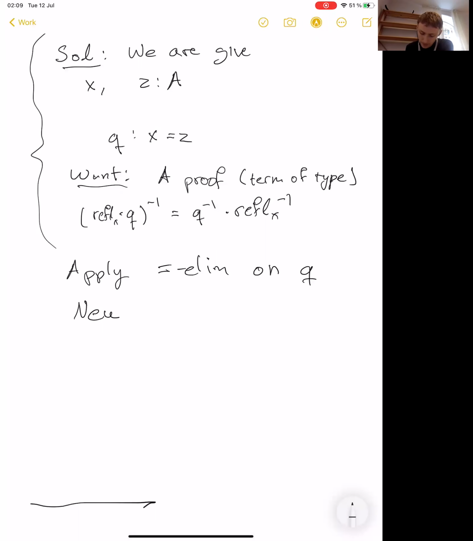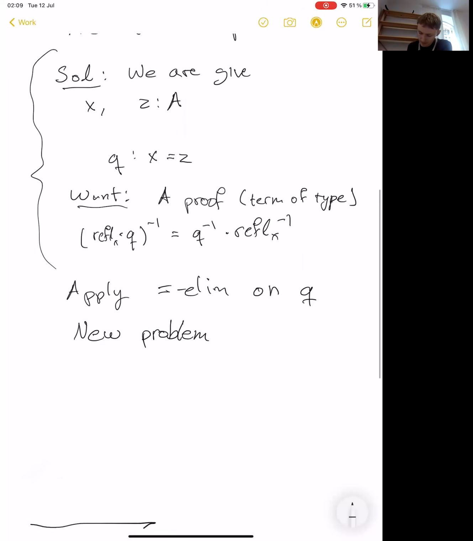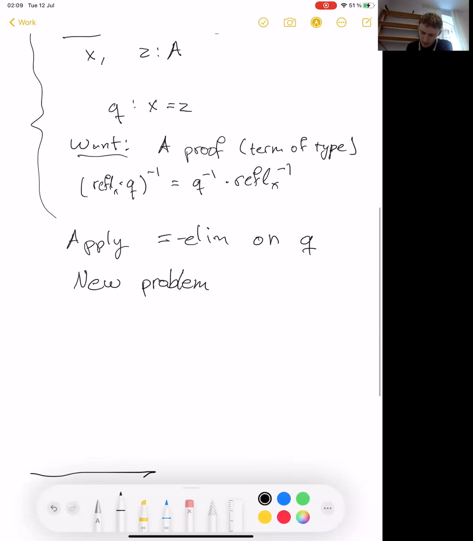And we get a new problem again, because what happens now is that, so let me try to copy this again.